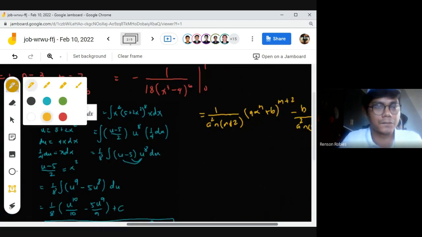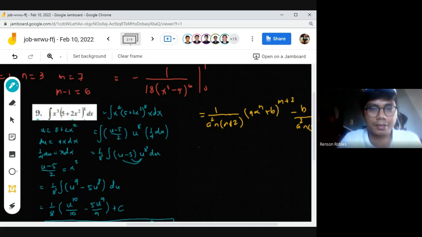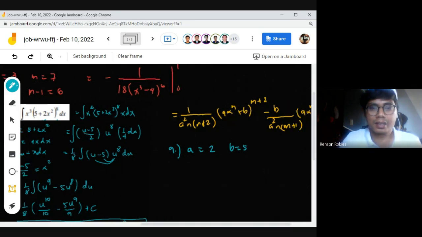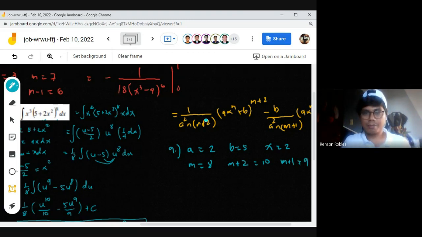Okay. You have number 9. So, from number 9, you see that a is equal to 2. This 2. B is 5. Ito yung 5. And then we have n is 2, the power of x inside. n is equal to 2. M is 8. And then you have m plus 2, that's 10. And m plus 1, that's 9. Right? Because we have m plus 2 here, we have m plus 1. And then we apply it here.